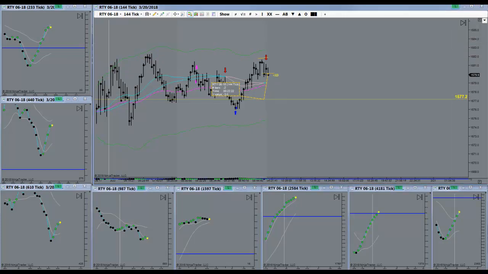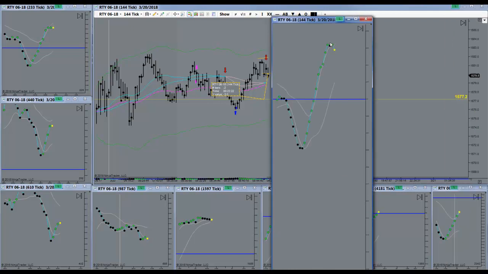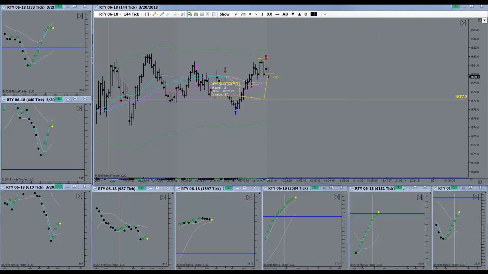What was the signal? Signal was this 144 yellow dot curling down. That was the signal. I can't tell you why on the YouTube video. That's reserved for the students, but that was the signal that told us to go short right here.